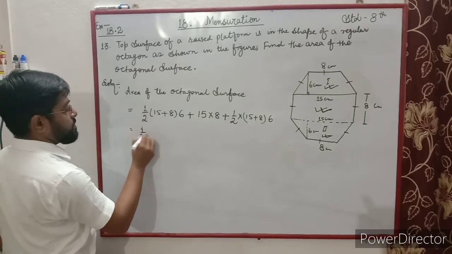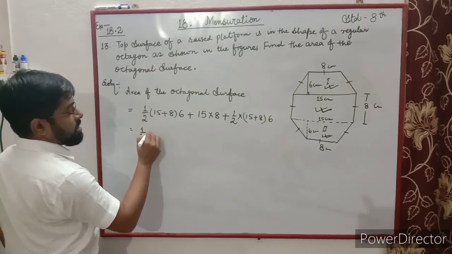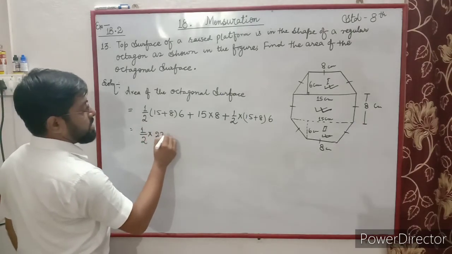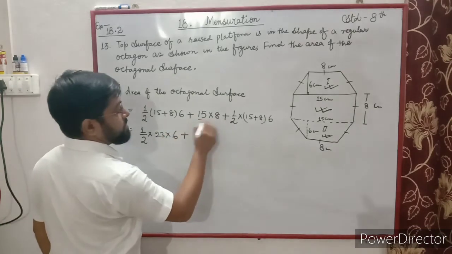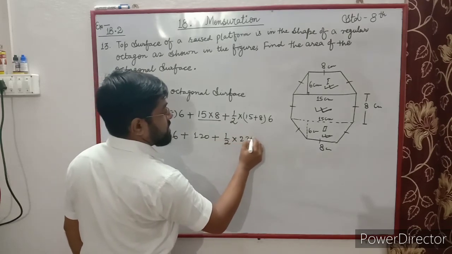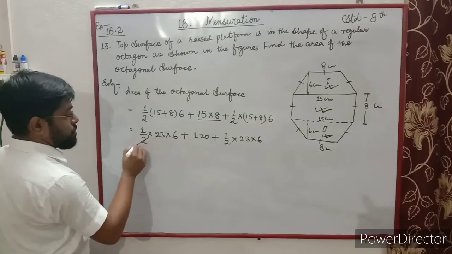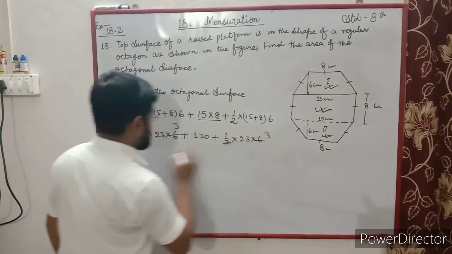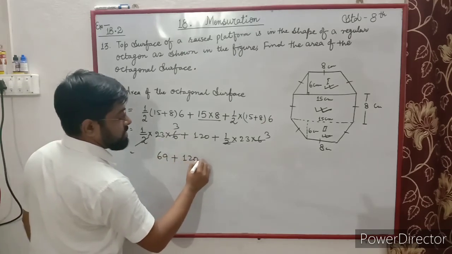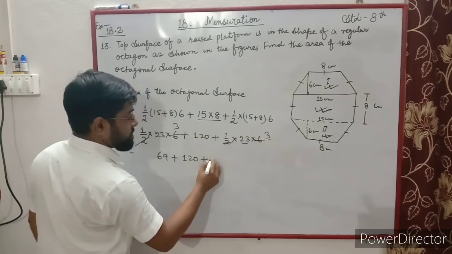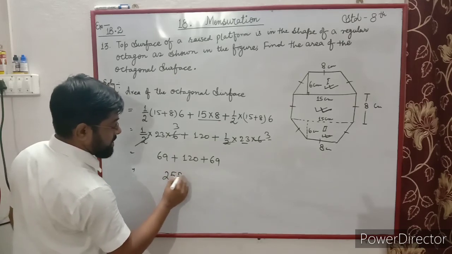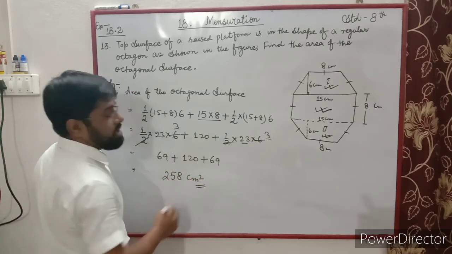Now after simplification 1 by 2 into 23 into 6 plus 15 area 120 plus 1 by 2 into 23 into 6. Now 2 3 is 6, 2 3 is 6. Now we have 69 plus 120 plus 23 into 3. So we have 69. Now we will add. So we have 258 centimeter square. That is answer.